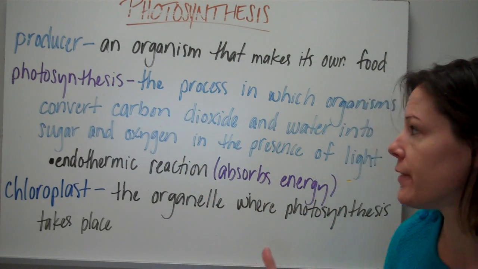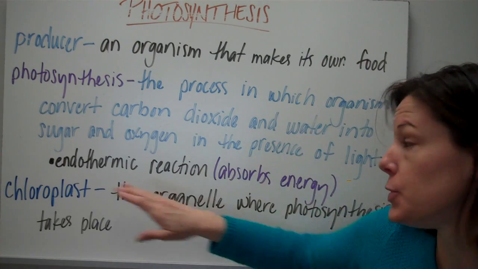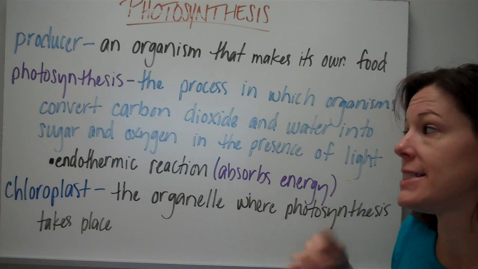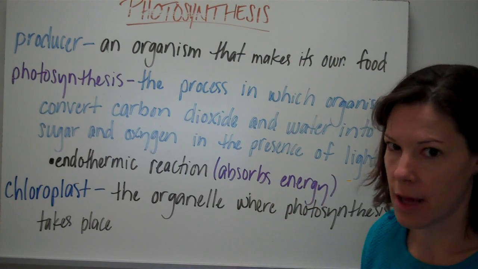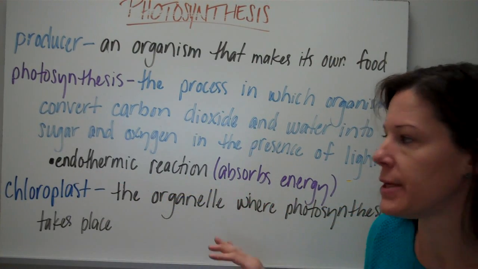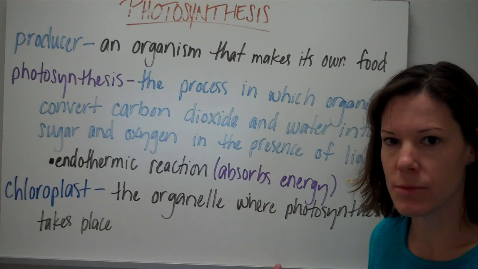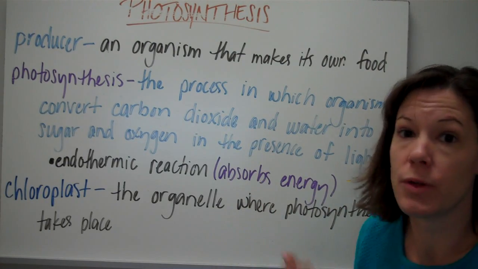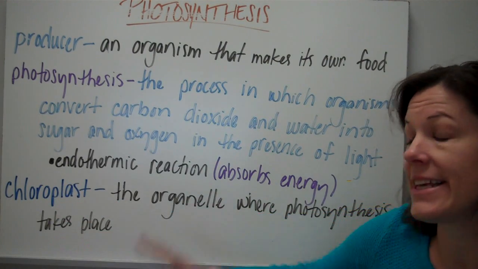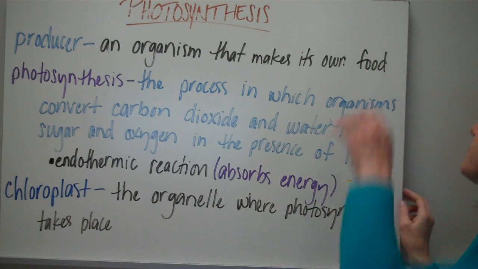What actually happens during photosynthesis is that organisms convert carbon dioxide and water into sugar and oxygen. This has to happen in the presence of light, because the light provides energy, and that energy is absorbed during the chemical reaction. So it is an endothermic reaction. All of this takes place in a chloroplast, or in chloroplasts. Those are organelles within photosynthetic organisms that actually do the photosynthesis. So if an organism doesn't have those organelles in its cells, it can't go through photosynthesis, which is why we can't go through photosynthesis. We don't have chloroplasts.